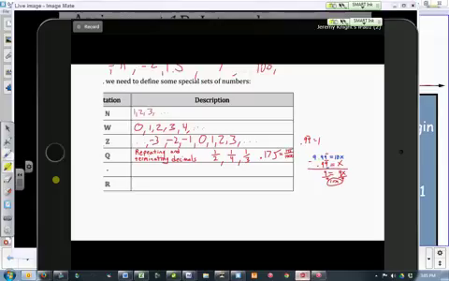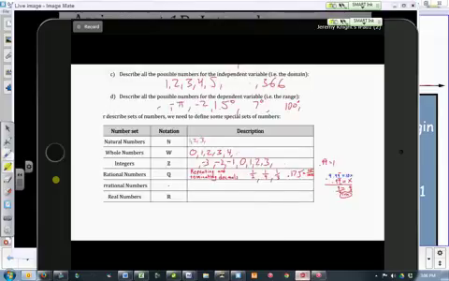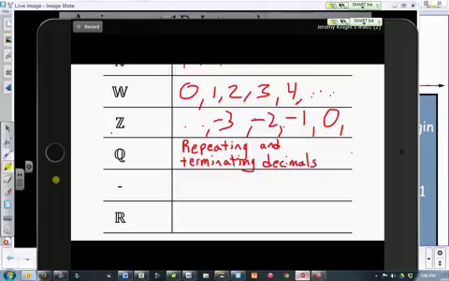But we've got this. We've got rational numbers. They repeat. Irrational numbers, they don't repeat. They're non-repeating, non-terminating.